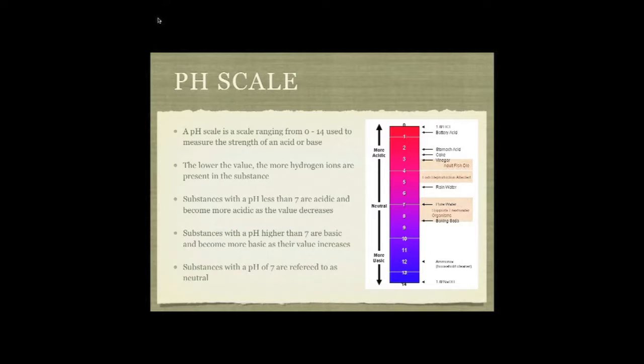To measure the strength of an acid or base, a pH scale is often used. A pH scale is a scale ranging from 0 to 14, used to measure the strength of an acid or base. The lower the value, the more hydrogen ions are present in the substance. Substances with a pH less than 7 are acidic and become more acidic as the value decreases. Substances with a pH higher than 7 are basic and become more basic as their value increases. Substances with a pH of 7 are referred to as neutral.